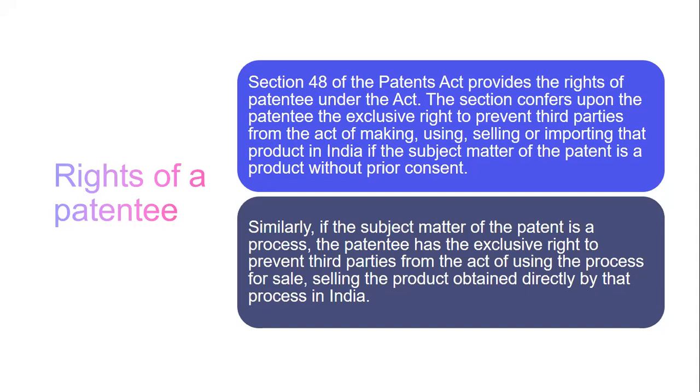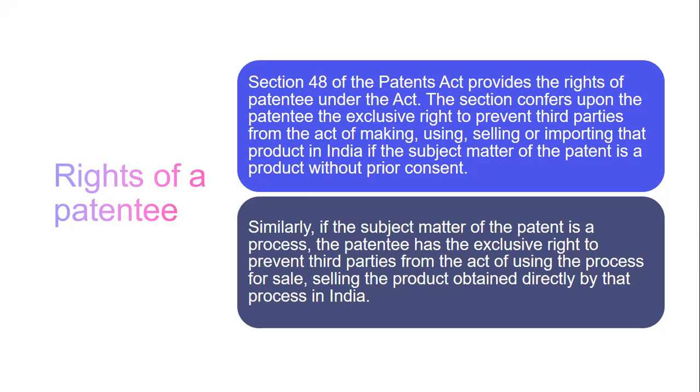These rights give the patentee the exclusive right to prevent third parties from the act of making, using, selling, or importing the product in India. Now, if you see, the words are "in India." Why? Because a patent which is granted in India has effect only in the Indian territory, right? So if it is a product patent, then any third party will not be able to make, use, sell, or import the product in India.